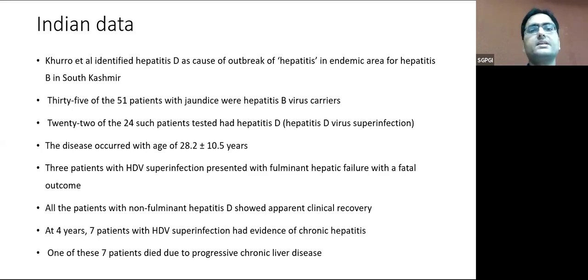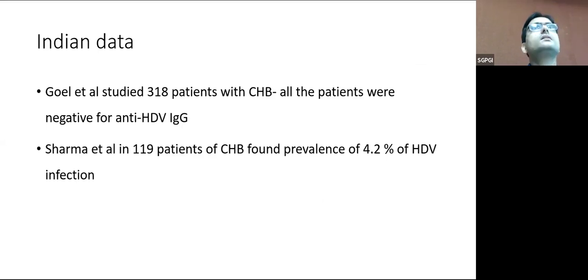However, at 4 years, 7 patients with HDV superinfection had evidence of chronic hepatitis. So 7 patients progressed to chronic hepatitis, and one of these 7 patients died due to progressive chronic liver disease. This was the first study which gave an account of hepatitis D virus in the country in the year 1998. So after 1998, there was a gap and no significant study was reported from India.